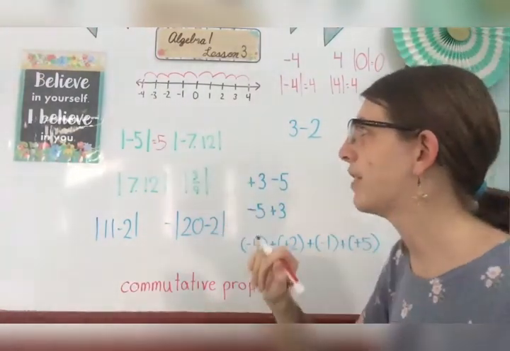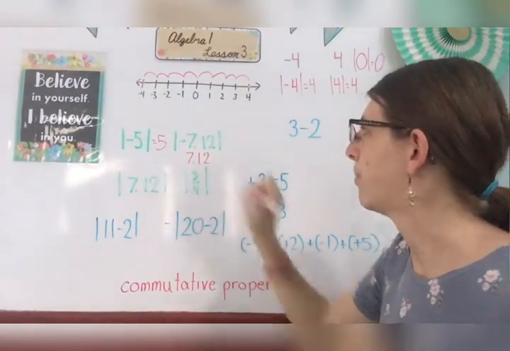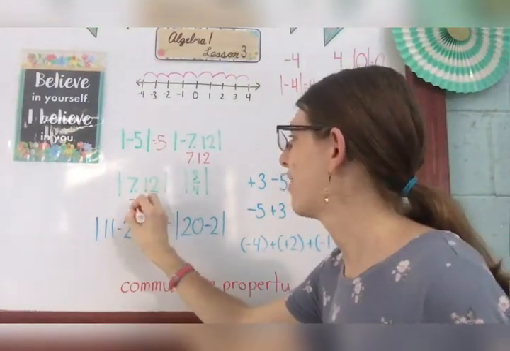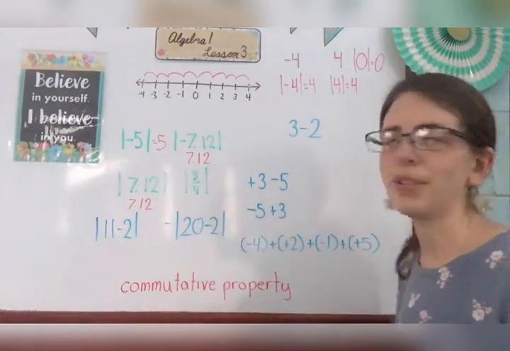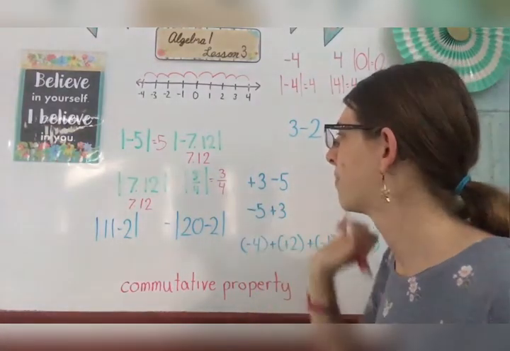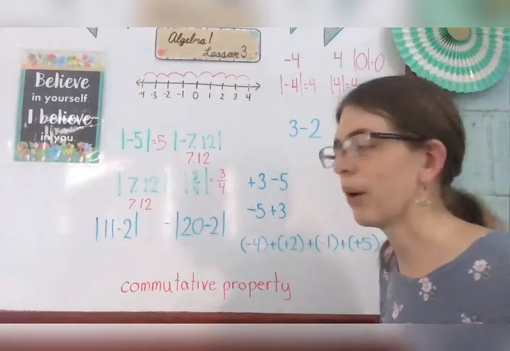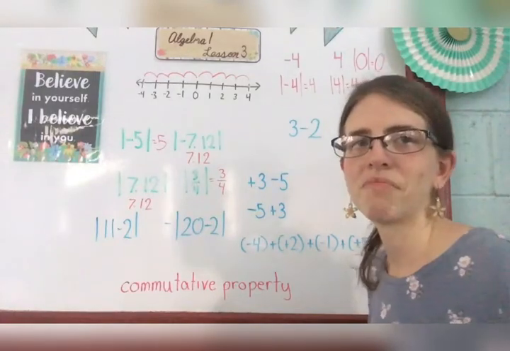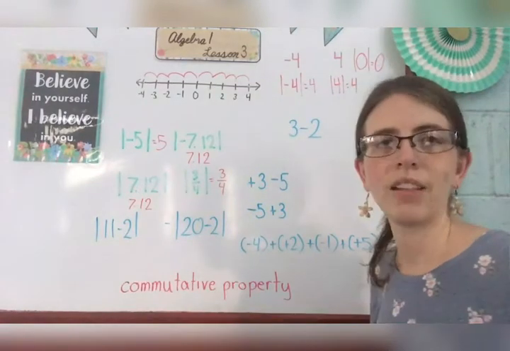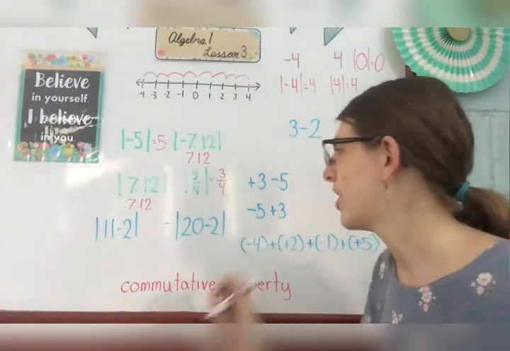The absolute value of -7.12. Well, that would be +7.12. The absolute value of +7.12 is also 7.12. The absolute value of 3/4 is also 3/4. What if you have something like this? You have an equation, you have a problem in your absolute value. Well, you just solve the problem first, and then you write it as a positive number. So here, 11 minus 2 is 9. So what's the absolute value of 11 minus 2? It's the absolute value of 9, which is 9.